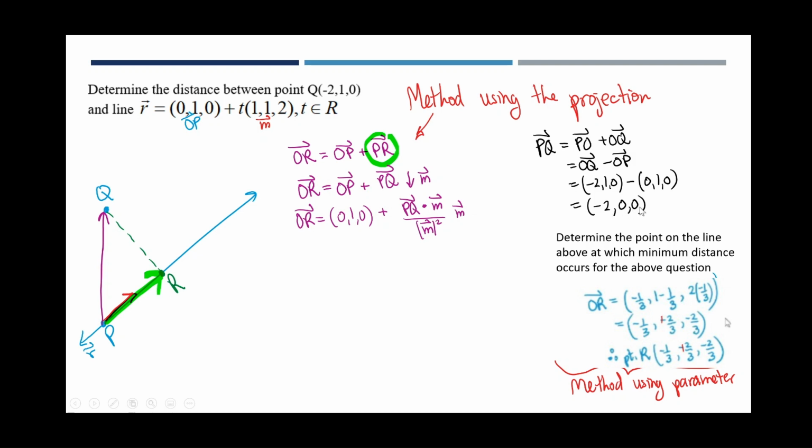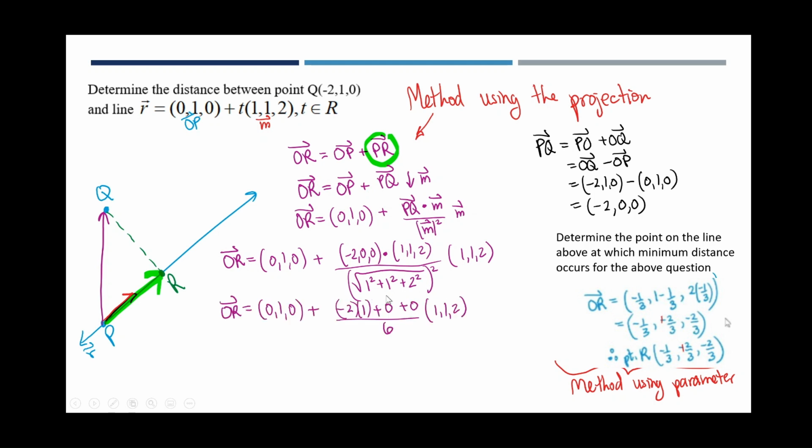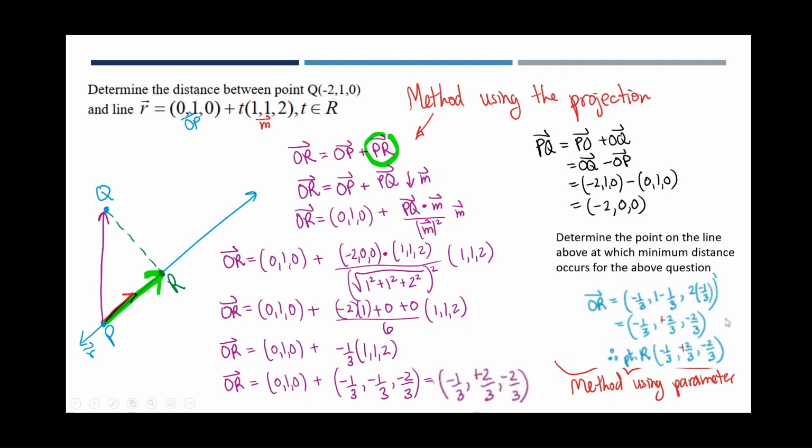And once you have PQ, we just put it all into this equation. We do the dot product on the top. On the bottom, we have magnitude, and then we have a square on it. So the square and square root will cancel each other out. So it's going to simplify to just 6 on the bottom. And this fraction becomes just -1/3. Then when you distribute that fraction into the vector and add all the components together, you would get the same result that we had before, as you can see there.